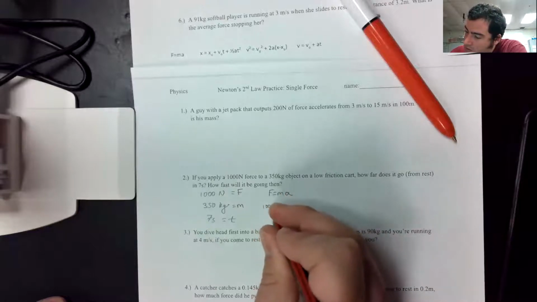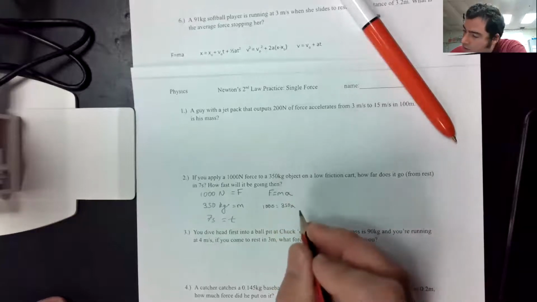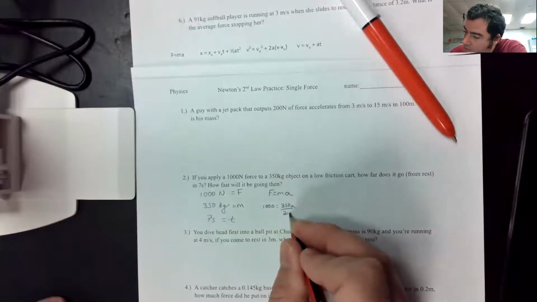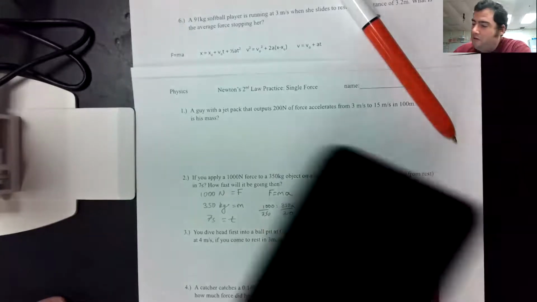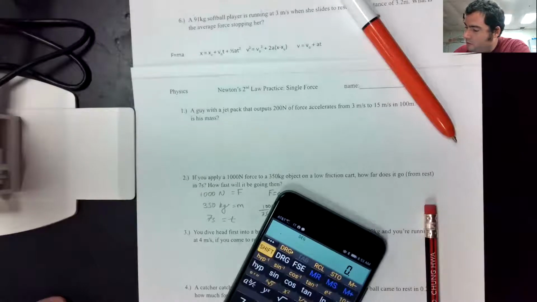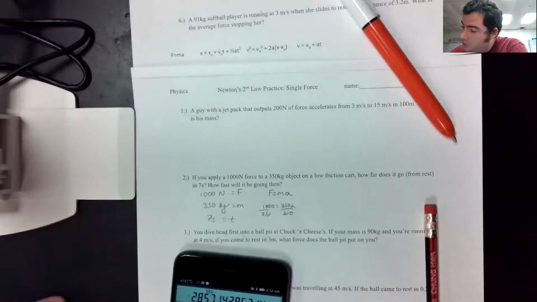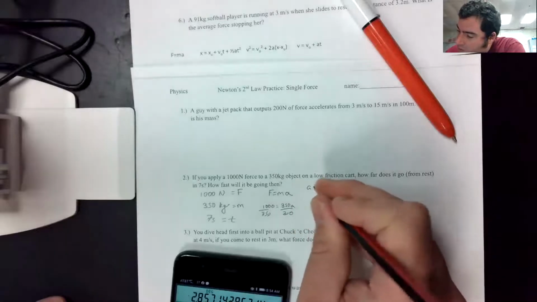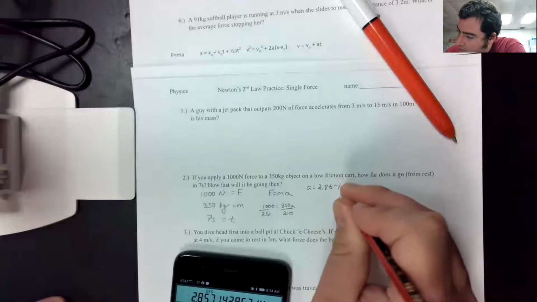So 1,000 equals 350a. We'll divide by 350. And that gets us 2.86 for acceleration, in meters per second squared.